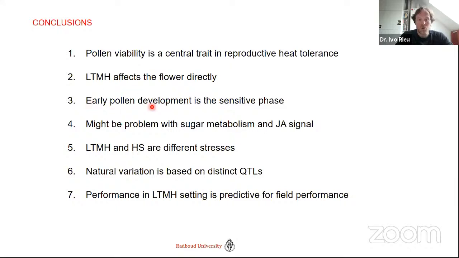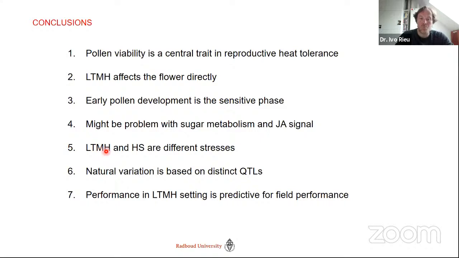Then we've seen that early pollen development is the sensitive phase, but the pollen die very late. So there's something happening in that development still. We're looking at what's happening between feeling the heat and actually dying. That's an interesting phase, of course. We see that there might be problems with sugar metabolism, which has been hypothesized for a long time already, and we have now added the jasmonic acid signal as maybe being a cause for pollen failure under high temperature. So we're working on that.